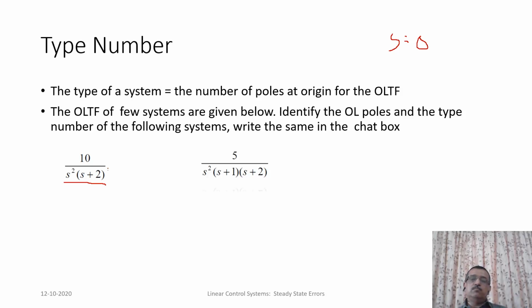What about this system? 5 by S square into S plus 1 into S plus 2. I will pause for a while. You think and write it down. You have to identify the open loop poles and the type of the system.